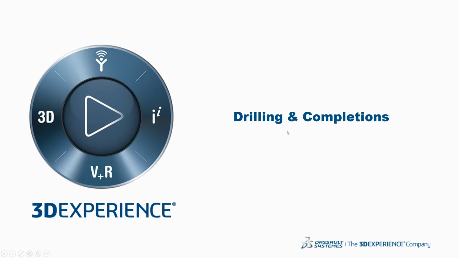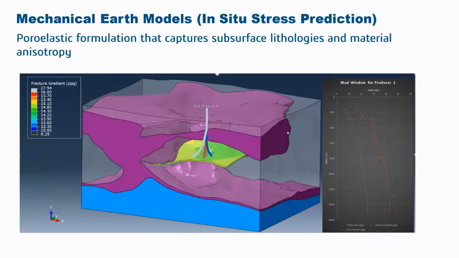Let's look at now some of the drilling and completions applications. So one of the things that is possible within Abaqus is to model the entire structure of the subsurface rock, and then use a poroelastic formulation to predict the in situ stresses inside the subsurface rock. And these kinds of formulations allow us to capture the subsurface lithologies and material anisotropy.